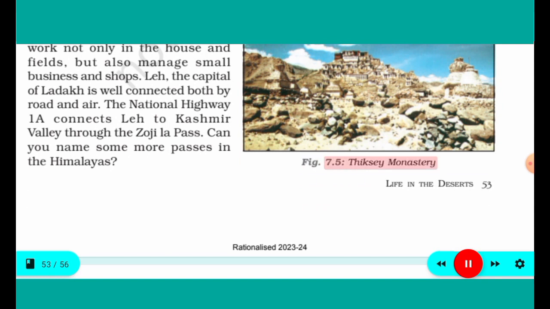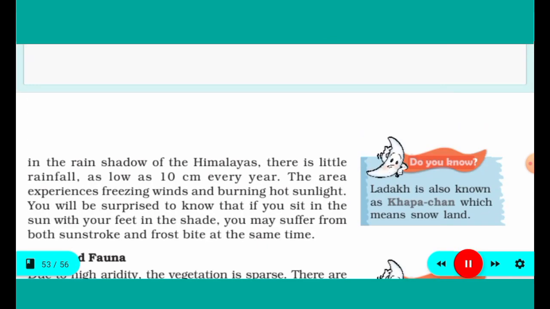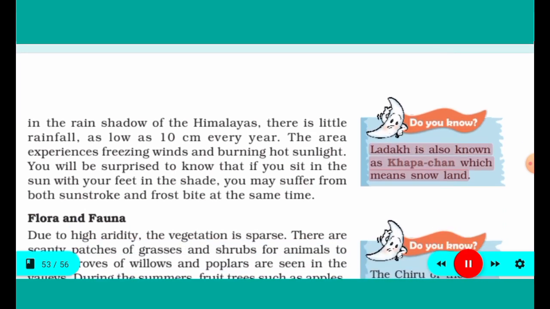Fig. 7.5. Thiksey Monastery. Do you know? Ladakh is also known as Khapa Chan, which means snowland.